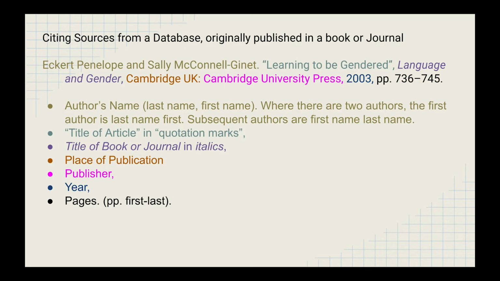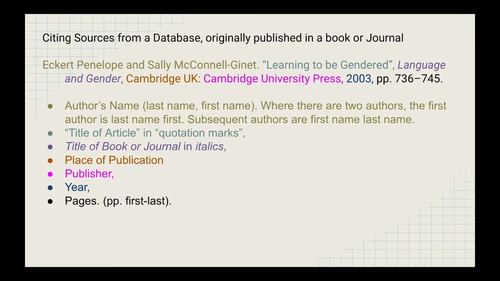For an article from a database originally published in a journal or a book, the works cited entry is similar. Here we see an example of two authors. So the first is last name, comma, first name, and the second is first name, last name, followed by the title of the article, in this case the chapter of the book titled Learning to be Gendered, in quotation marks. In italics, we see the title of the book this was originally published in, Language and Gender.